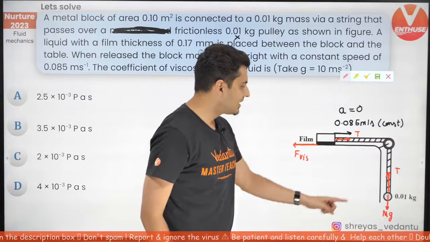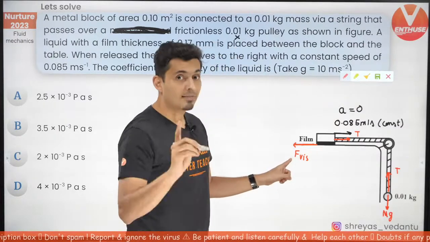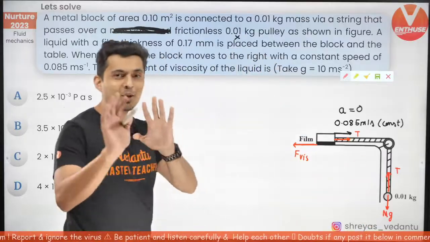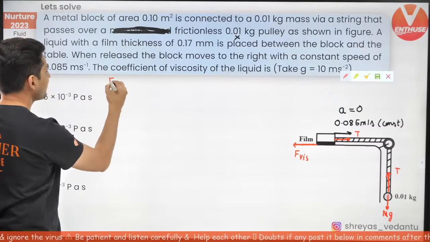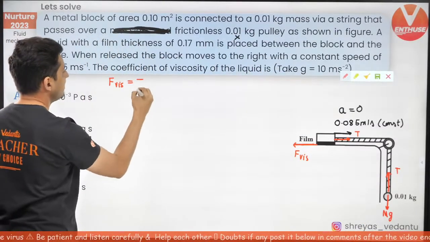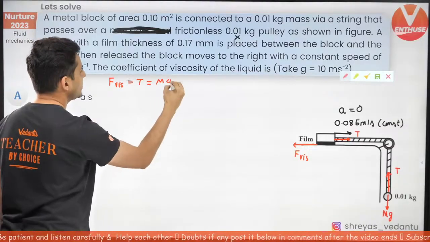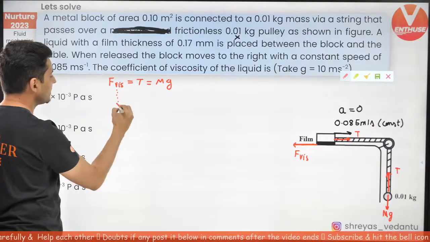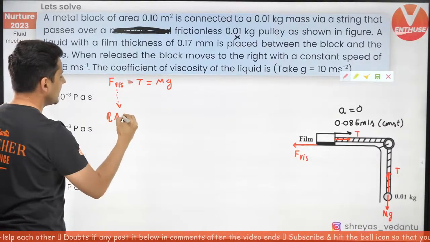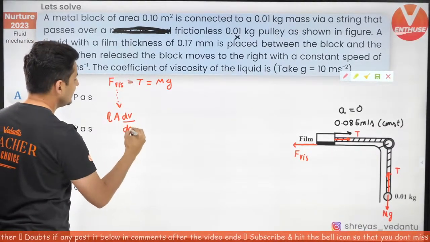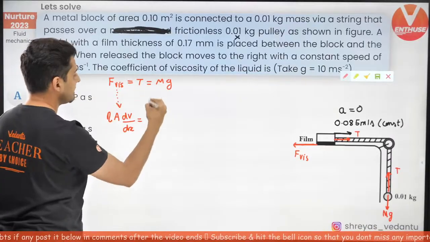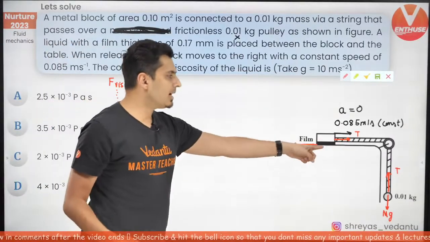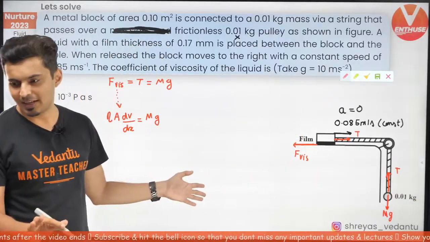Now comes the challenge. What is this viscous force? Viscous force will be tension. But what is tension? Tension will be mg. So I just got an equation. The viscous force will be equal to tension, which is also equal to mg. But by Newton's law, it is eta A dv by dx, and this m is m and this g is g. What is dv by dx? That also I can find out.